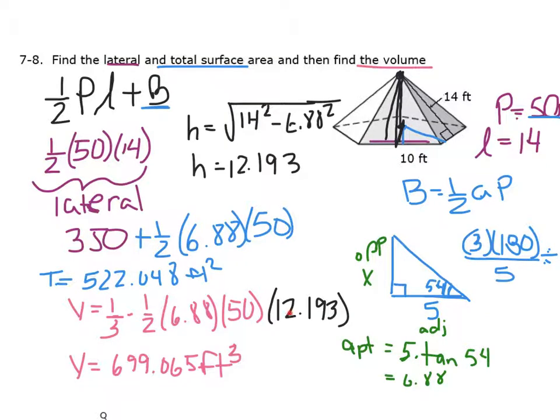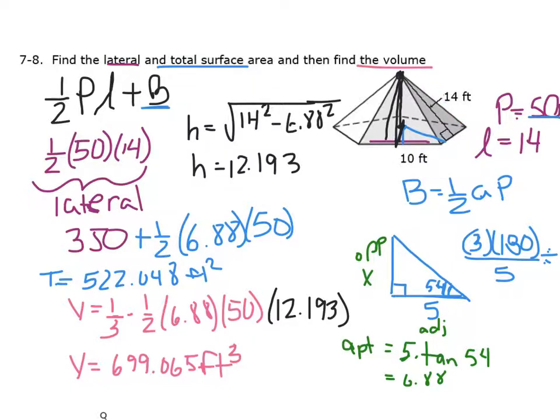Okay, so to get this 12.193, we're going to have to find the height of the pyramid, which is different from the slant height. So the height goes from the vertex point at the top down to the center of the base. That's the height. 14 is a slant height. It's along the outer edge.